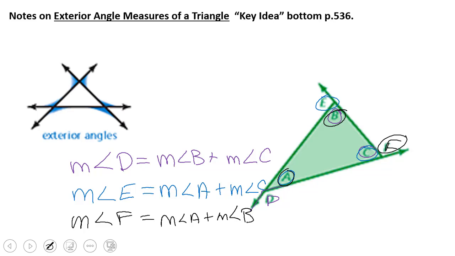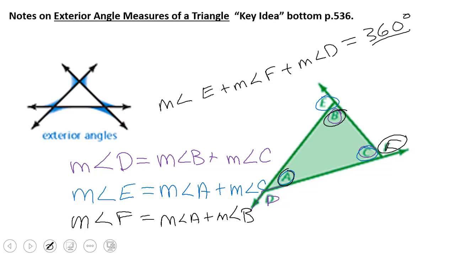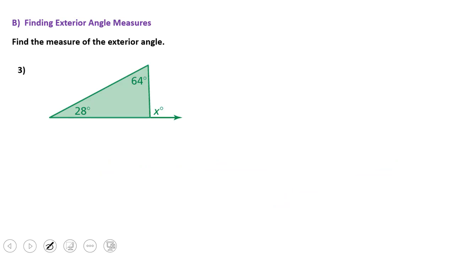So those three exterior angles, D, E, and F, we can only use them once. You add all three of those up. The measurement of angle E plus the measurement of angle F plus the measurement of angle D, all three exterior angles has to equal what? That's right, 360 degrees. The exterior angle sum for any polygon, I don't care how many sides it is, is always 360.